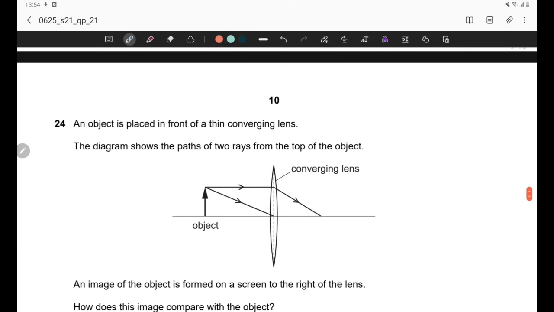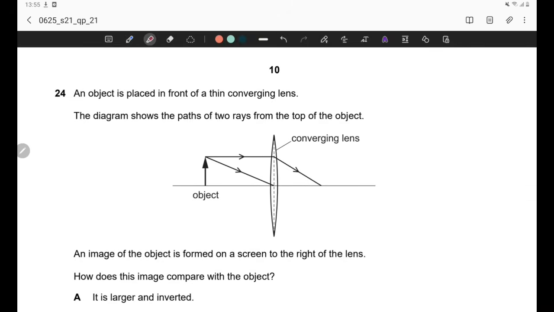Question 24. An object is placed in front of a thin converging lens. The diagram shows the path of two rays from the top of the object. An image of the object is formed on the screen to the right of the lens. How does this image compare with the object? In order to check the property of the image formed from this diagram, we need to extend these rays. So you need to take a ruler and first extend this ray, using a ruler, it should be a straight line.